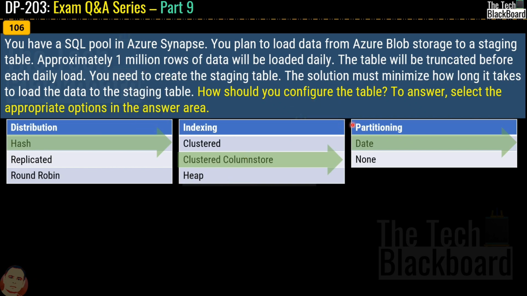Then let's move on to the partitioning part. So here we have chosen date. The table partition enables you to divide the data into smaller groups of data, and in most cases the table partitions are created on the date column. So that's the reason we have chosen date as the partitioning option. So hopefully friends, this justifies the answers that we have chosen for this question.